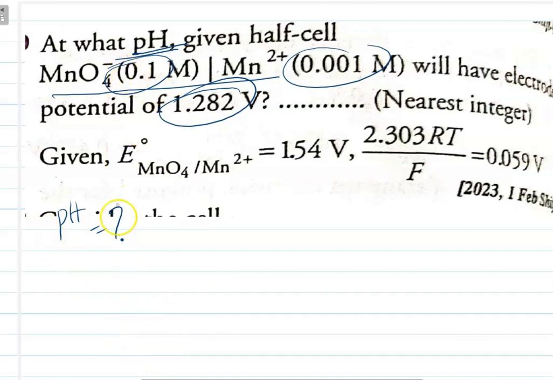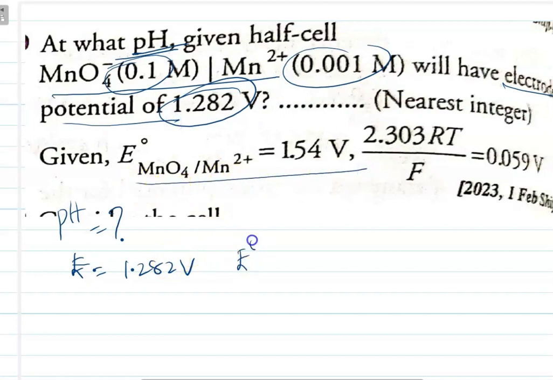So let's write the given equation. E is given, E is equal to 1.28 volts. He said the electrode potential is not standard; if it is standard, it is E naught. E naught is also given. E naught of MnO4 minus to Mn plus 2 is given as 1.54 volts. Right. So E and E naught are given, and we need to calculate pH.